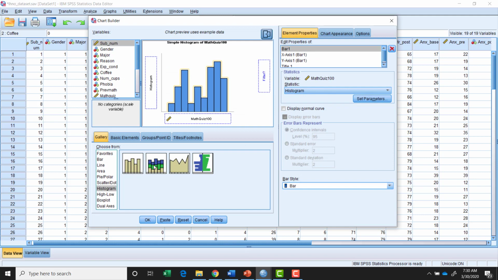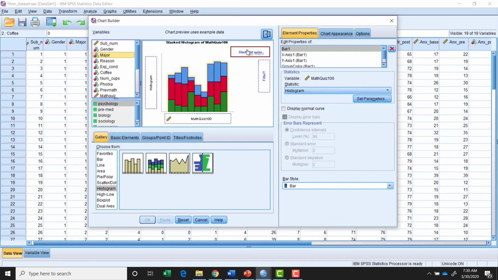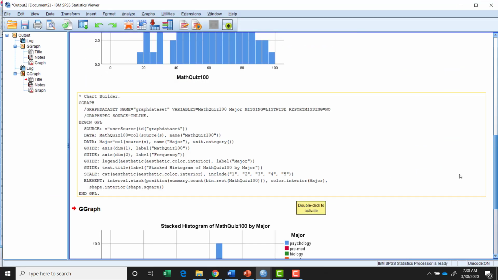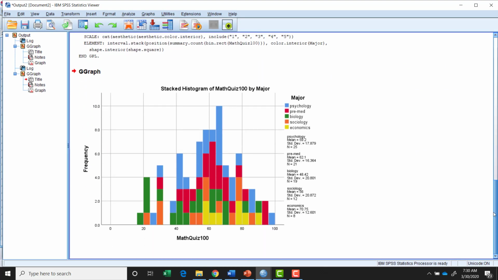And let's do one that's a little bit fancier. We can actually group it by major. So we go to histogram and we now click the second one. And this time we've got stack, set color. And let's just do it by major. And here we go. We can look at the distributions by major.